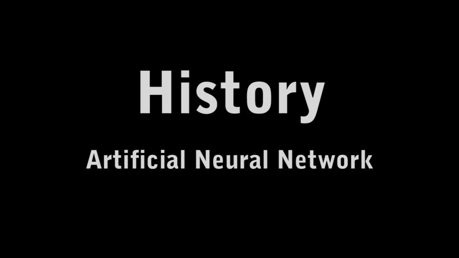Alright, the second part will explain to you about the history of artificial neural networks and robotics. Warren McCulloch and Walter Pitts in 1943 created a computational model for neural networks based on mathematics and algorithms called threshold logic. This model paved the way for neural network research to split into two distinct approaches. One approach focused on biological processes in the brain, and the other focused on the application of neural networks to artificial intelligence.